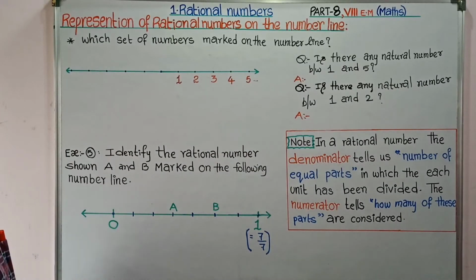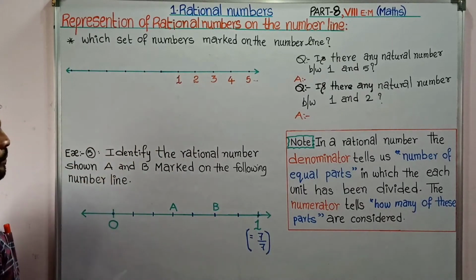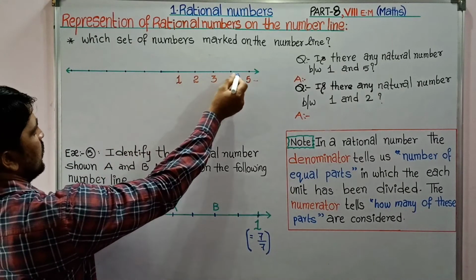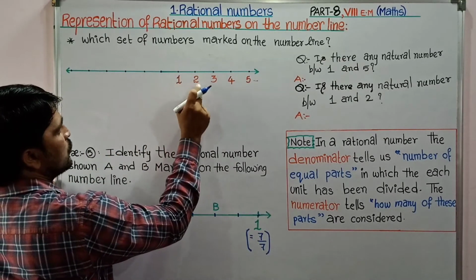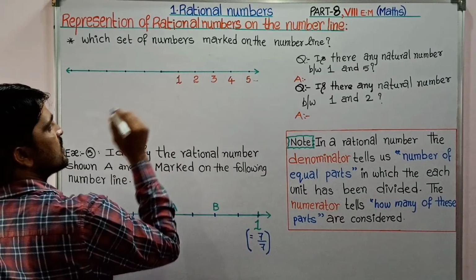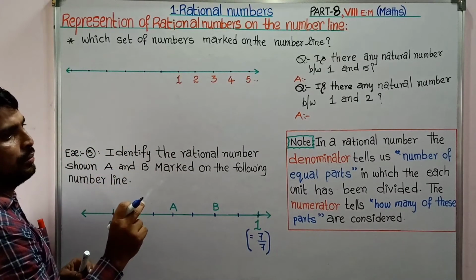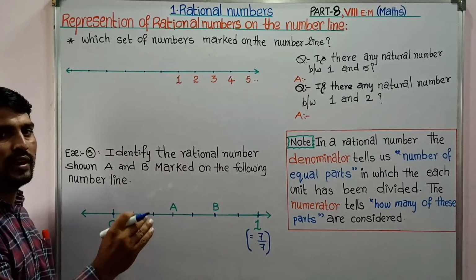Which set of numbers is marked on the number line? So consider a number line. Some points are labeled on the number line, and these points denote 1, 2, 3, 4, 5, and so on. Which set of numbers are these? These are all natural numbers, as natural numbers start from 1, 2, 3, 4, and so on.